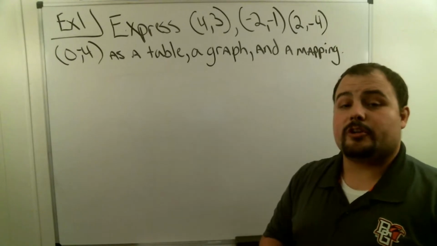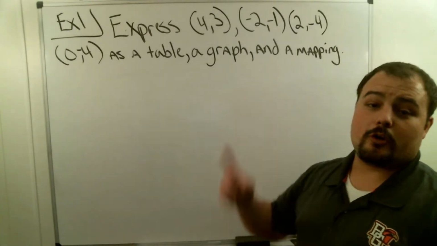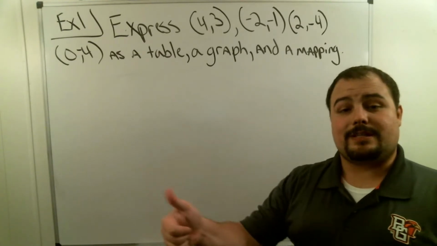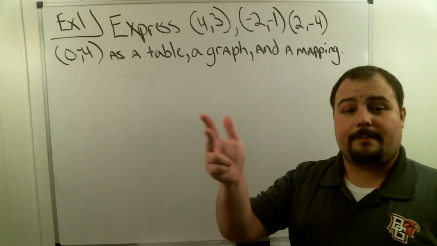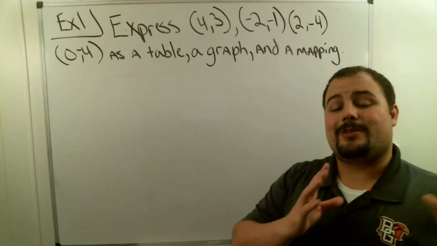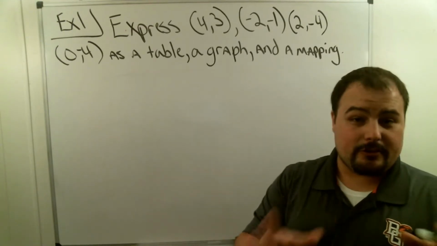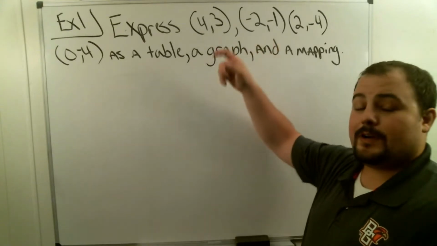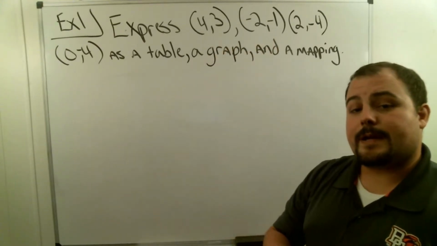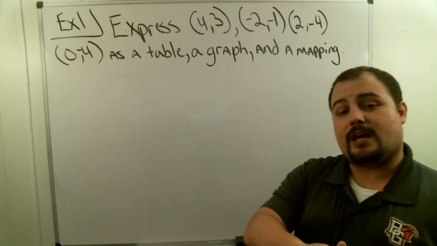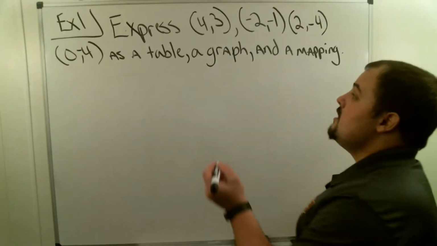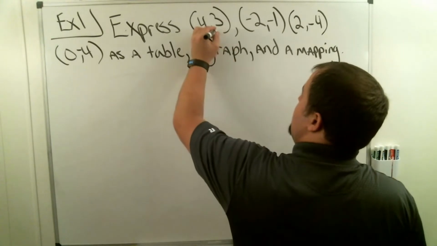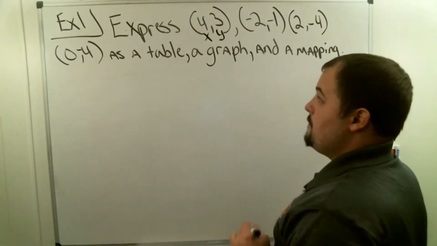One of the first things we're going to do is take a bunch of coordinates and express them in 3 different ways. We have to express them as a table, a graph, and a mapping. So we're going to start with the table and a mapping, and I'll show you how those work. When making the table, we have to be able to identify ordered pairs. In an ordered pair, you actually have 2 values: the x value and the y value. The very first number that you see is your x value. The second value you see is the y value.